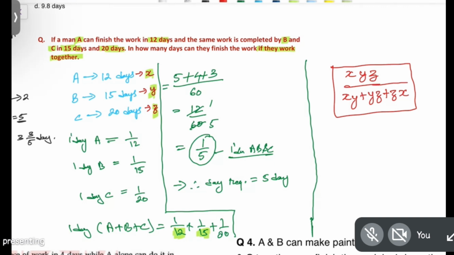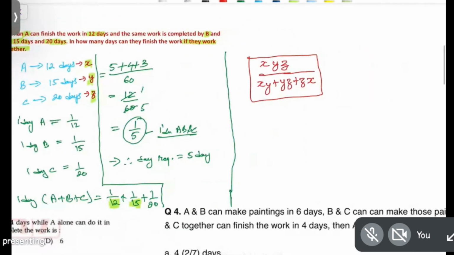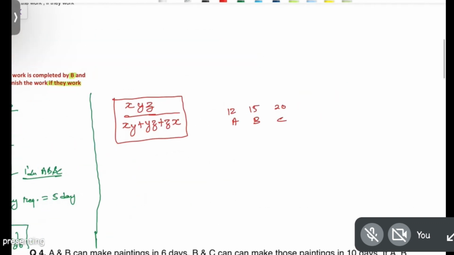Next, I'll give you the shortcut approach. What is the shortcut approach? I'll just directly use an equation here. A, B, and C. The logical approach is 12, 15, and 20. I'll zoom it here.